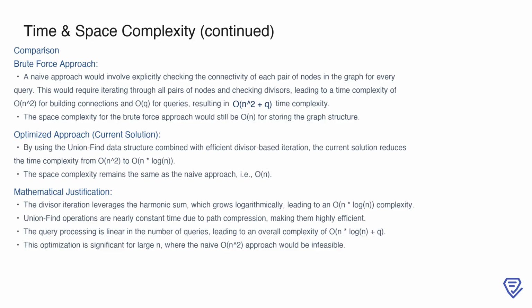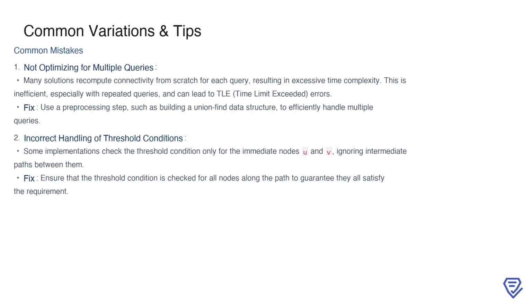When working on this problem, there are a couple of common mistakes to watch out for. One frequent issue is failing to optimize for multiple queries. If you recompute connectivity from scratch for every single query, the solution can become very inefficient, especially when the number of queries is large. This approach often leads to time limit exceeded errors. To address this, you should use a pre-processing step, such as building a union find data structure, which allows you to handle multiple queries efficiently.